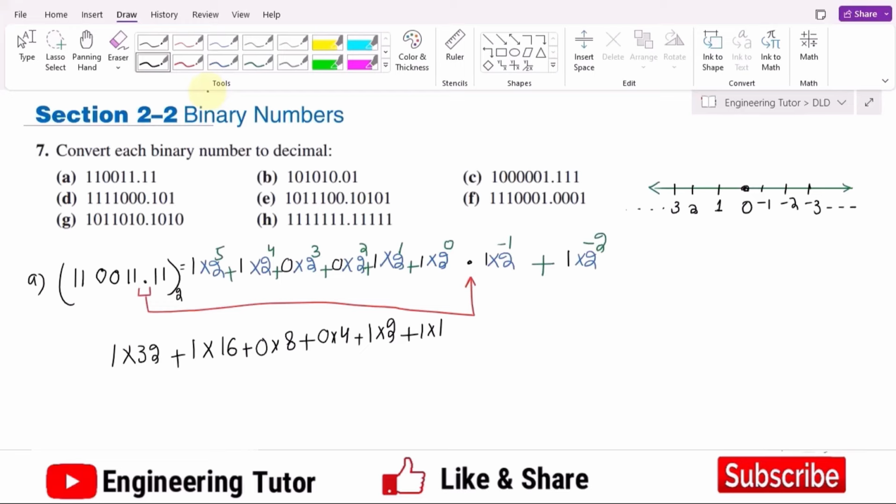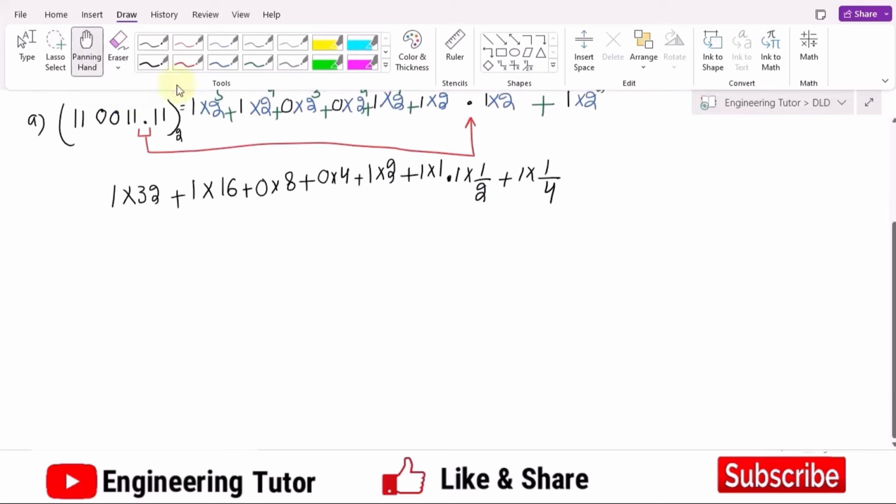What to do with it? This is now my binary point, and here 2 raised to power minus 1 is 1 into 1 over 2. Similarly this is 1 multiplied by 1 over 2 raised to power 2, which is 4. Now let me simplify it some more.